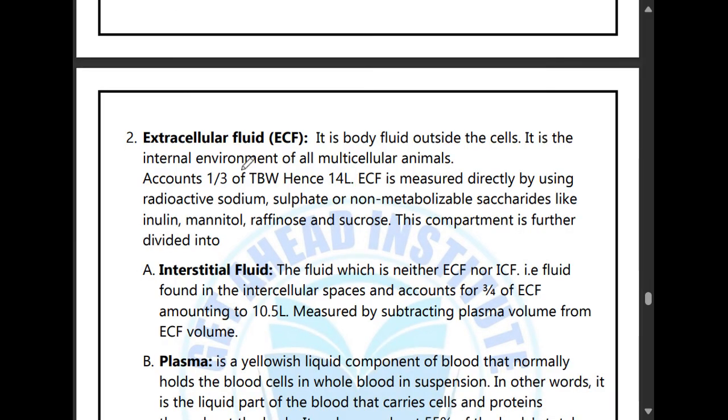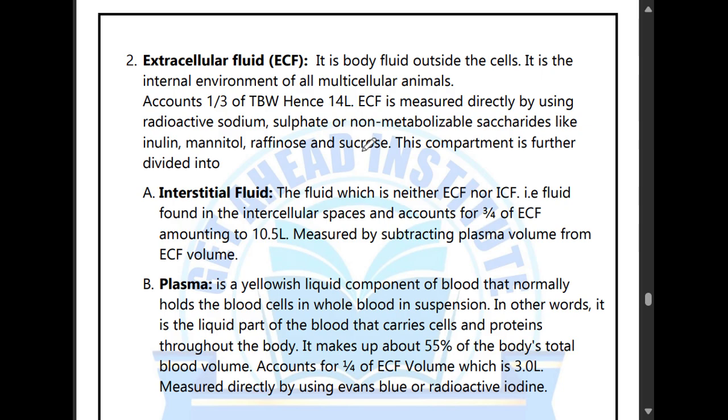Then the second compartment is extracellular fluid. The extracellular fluid is the fluid which is outside the cells. This extracellular fluid is the internal environment of all multicellular animals. Now, ECF accounts for only one third of total body water. So of the 42 liters of total body water, ECF only gets 14 liters.